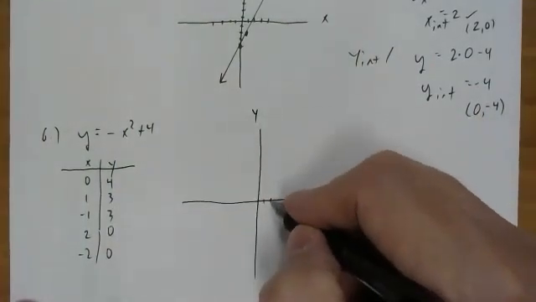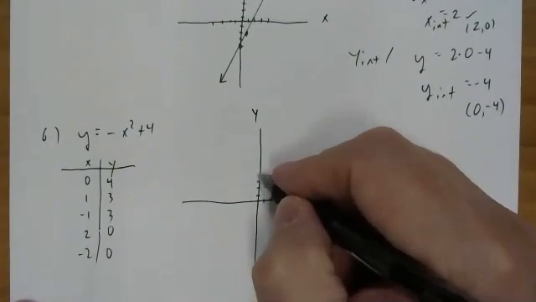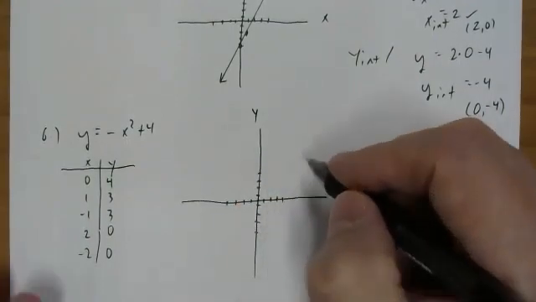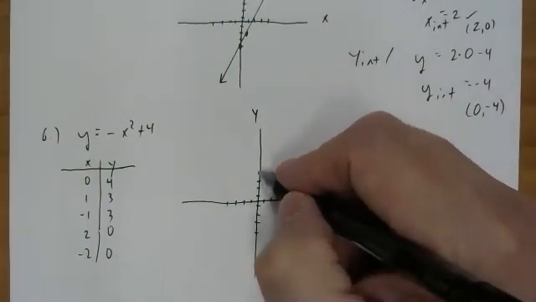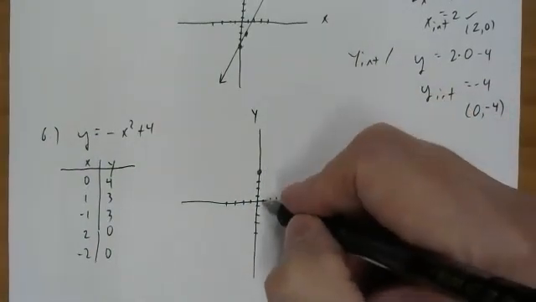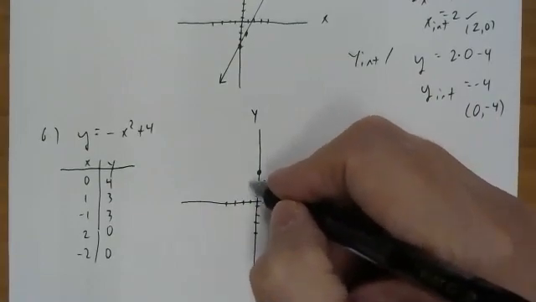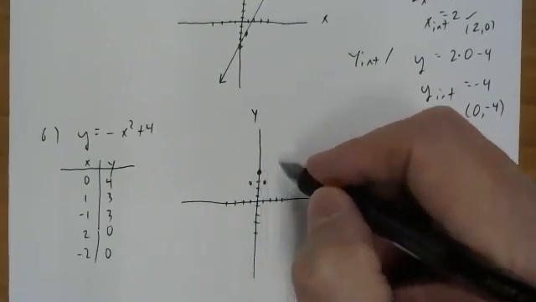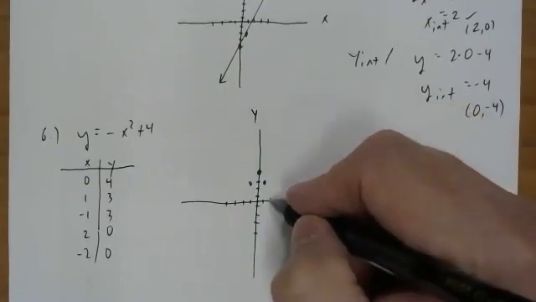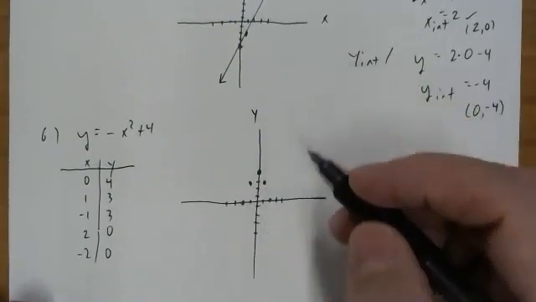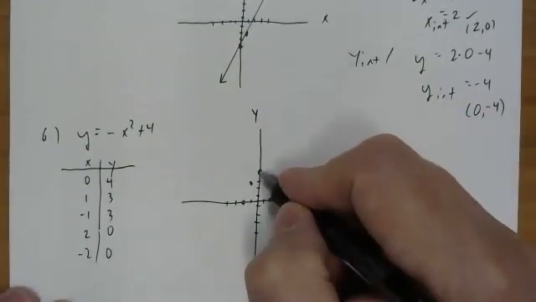So (0, 4), (1, 3), (-1, 3), (2, 0). So I think we get an idea.